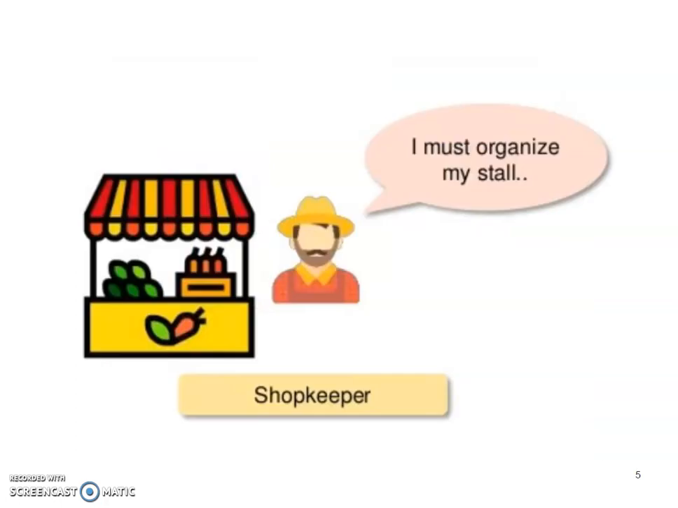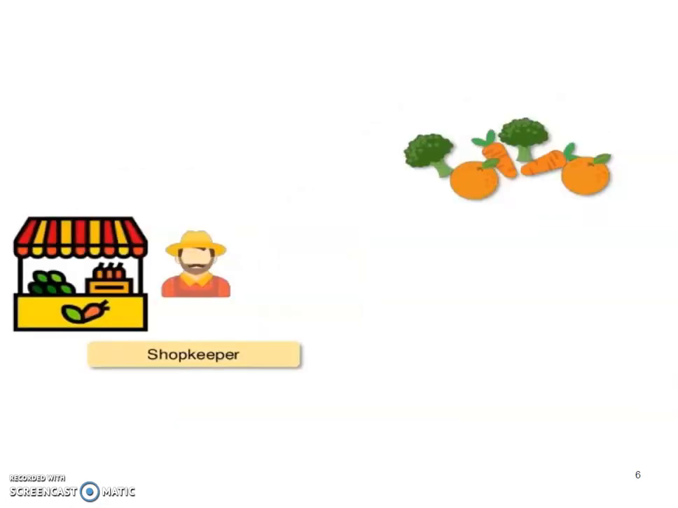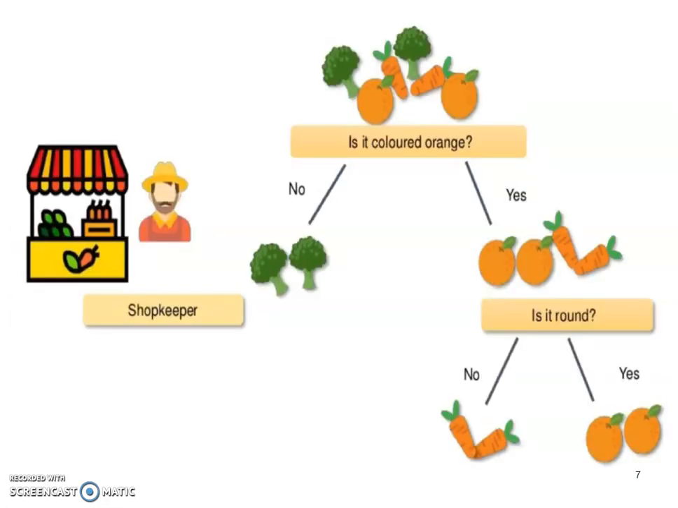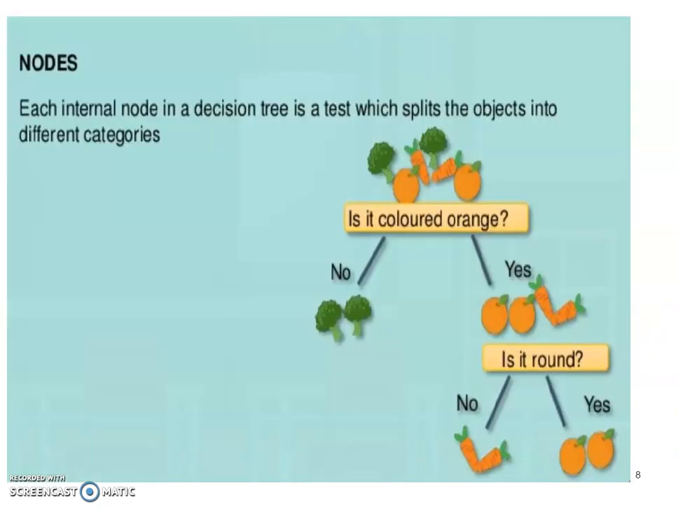are continuous variables. Let us take a scenario of a shopkeeper who wants to organize his stall. He has a range of vegetables and he wants to categorize them into different sections. So we will help him by following the decision tree and help him categorize it. So we will introduce a few notations which we will follow in the decision tree.